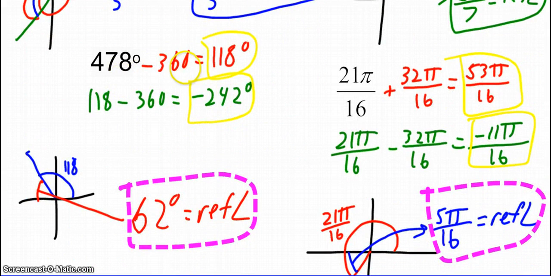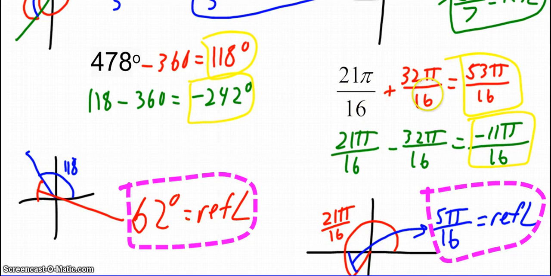478 degrees, subtract 360, I get 118. That is a positive coterminal angle. Subtract 360 again, I get negative 242 degrees. That is a negative coterminal angle. I used the coterminal angle of 118 degrees to find the reference angle here, which is 62 degrees.